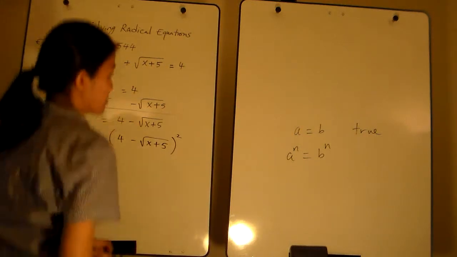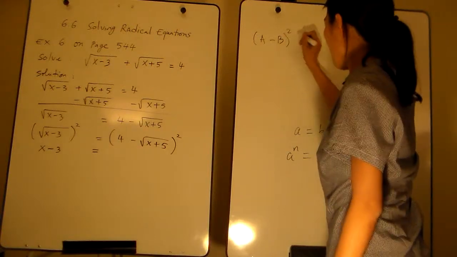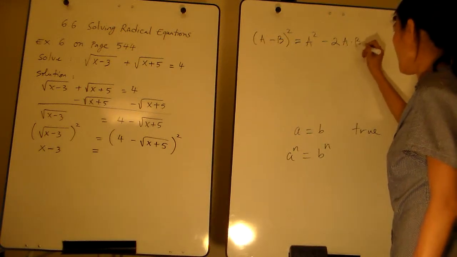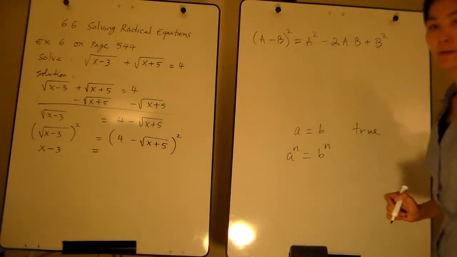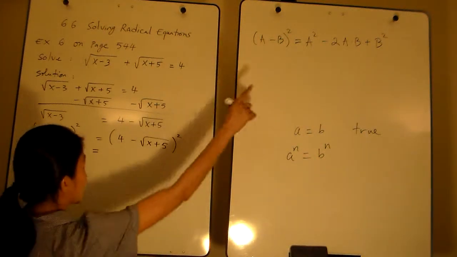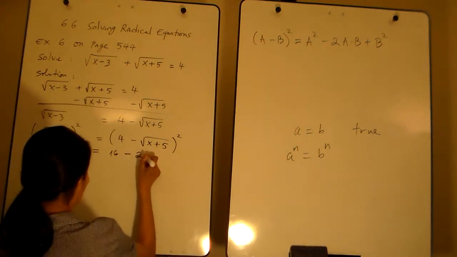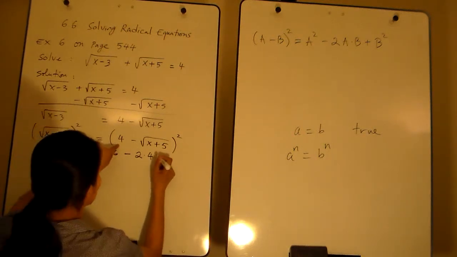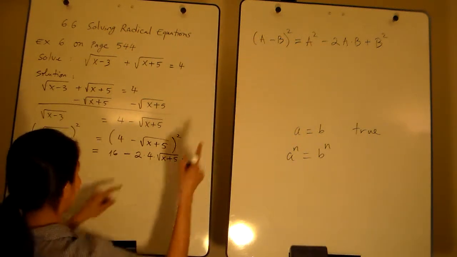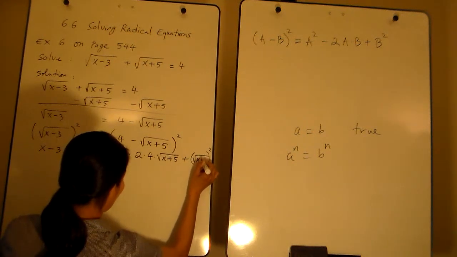For the right hand side, I'm going to use the squaring binomial formula: a minus b squared is equal to a squared minus 2 times a times b plus b squared. I will have a squared, which is 4 squared, 16, minus twice times a, which is 4, times b, which is square root of x plus 5, and plus b squared. B is the square root of x plus 5, squared.